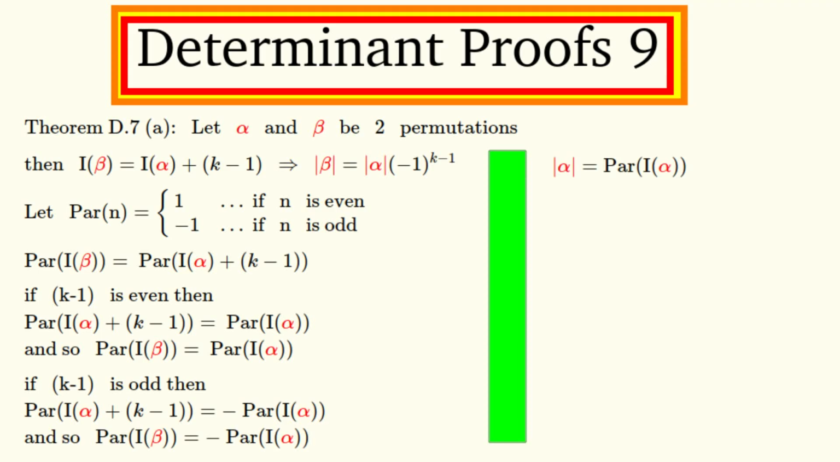I'd like to write down what the parity of alpha is in terms of these functions par and I. And I want to do a similar thing for beta.